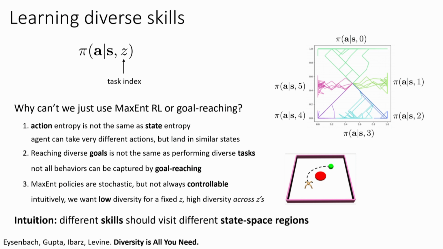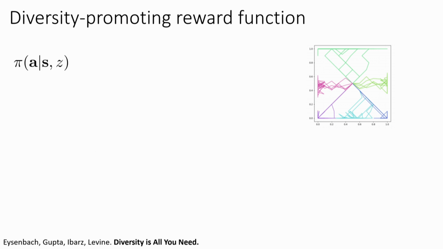So the intuition for the method that I'm going to describe that actually does this is that different skills should visit different state space regions. Not necessarily just different goals, but different regions over the course of the entire skill. So if you want a skill like this, like in this picture, maybe you want your state space region to be things that are close to the green circle but far from the red circle. So here's how we can do it.